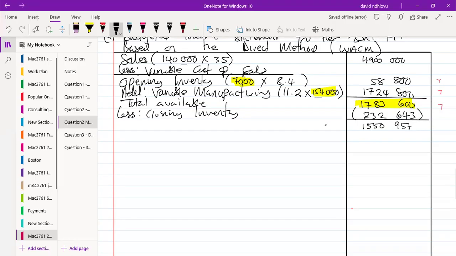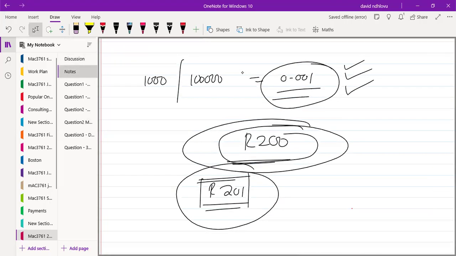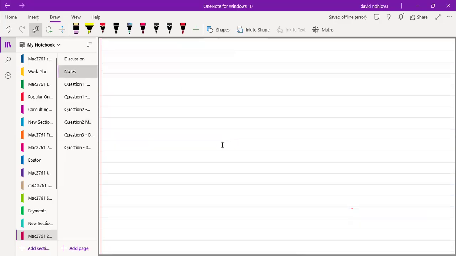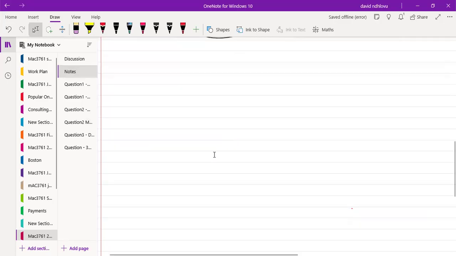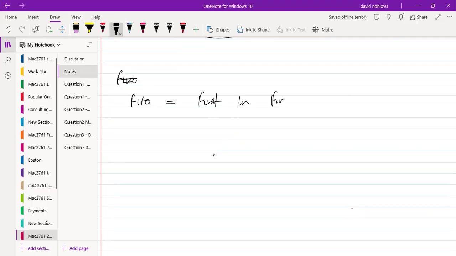Right, how were you going to calculate this if you were applying the FIFO method? When you apply the FIFO method, good people, remember this is first in, first out.